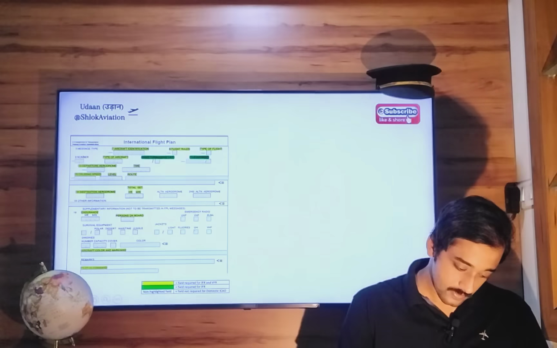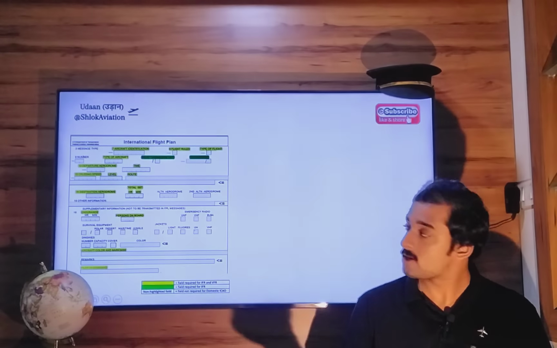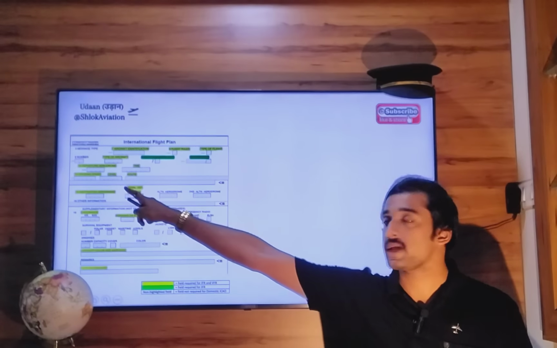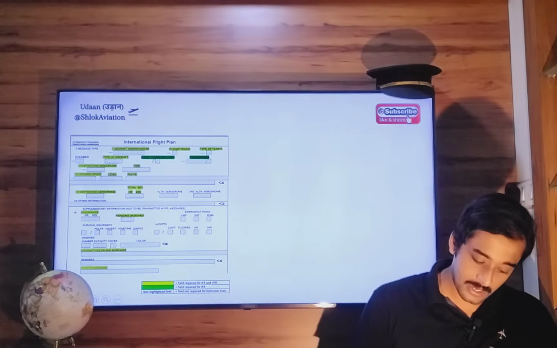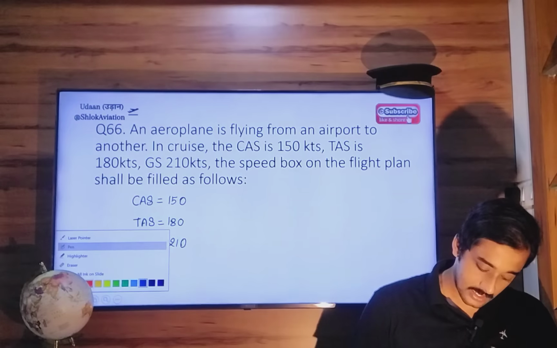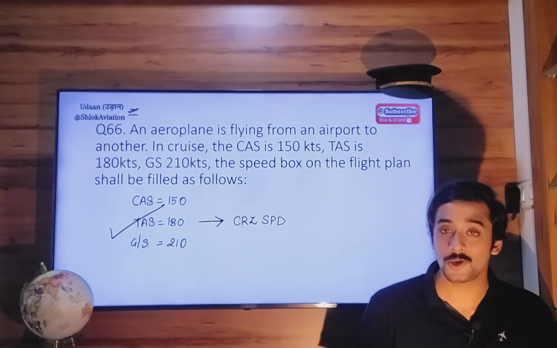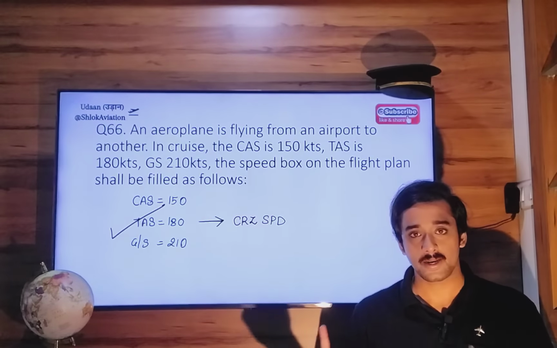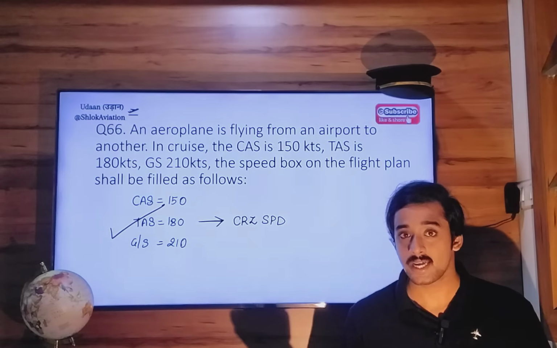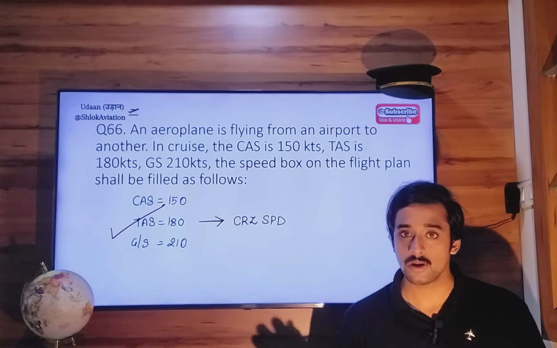So, you can check here. Item number 15, cruising speed. Okay, so you are going to enter cruise speed and that speed will be in terms of true airspeed. Cruising speed in terms of true airspeed. This is what you are going to enter in your flight plan. Do not enter calibrated airspeed. Do not enter indicated airspeed. Don't enter ground speed. The speed that you are going to enter is true airspeed.